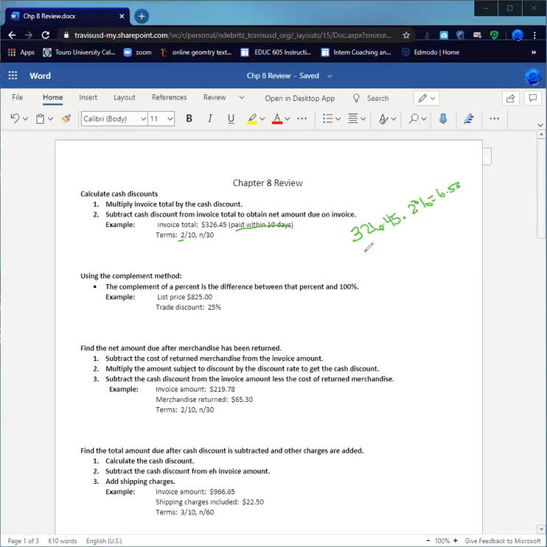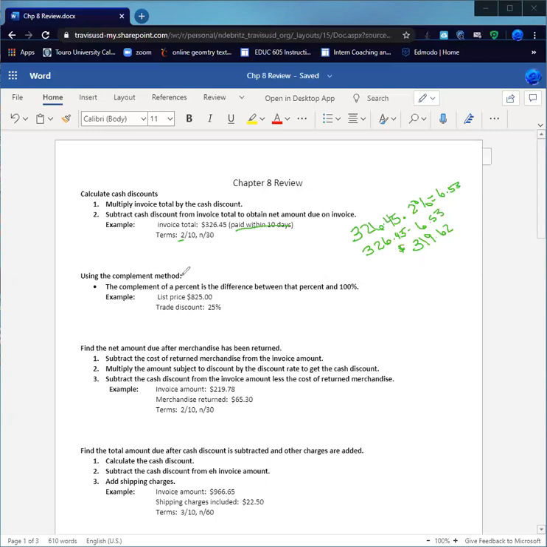Then I subtract that from the original amount of my invoice. And that gives me a total of $319.62. So that is how you take the cash discount.